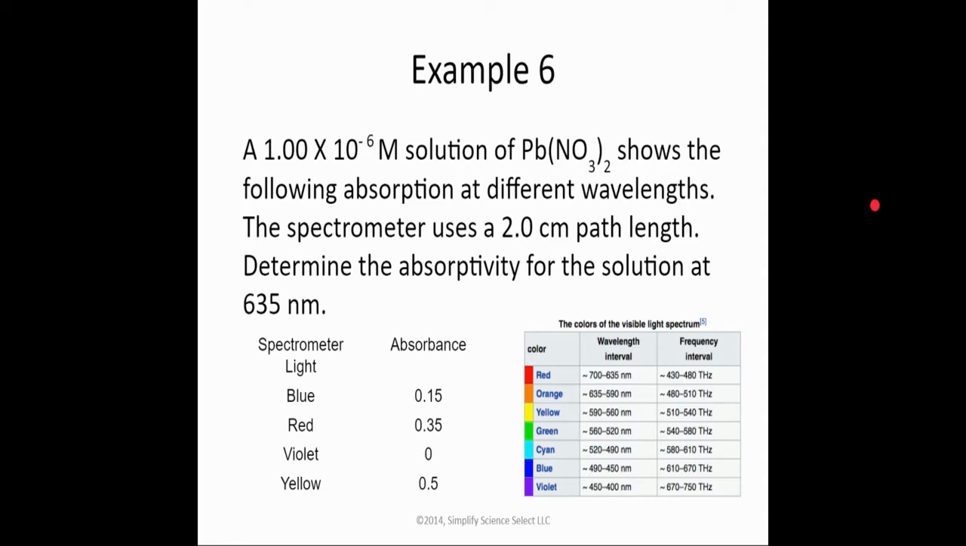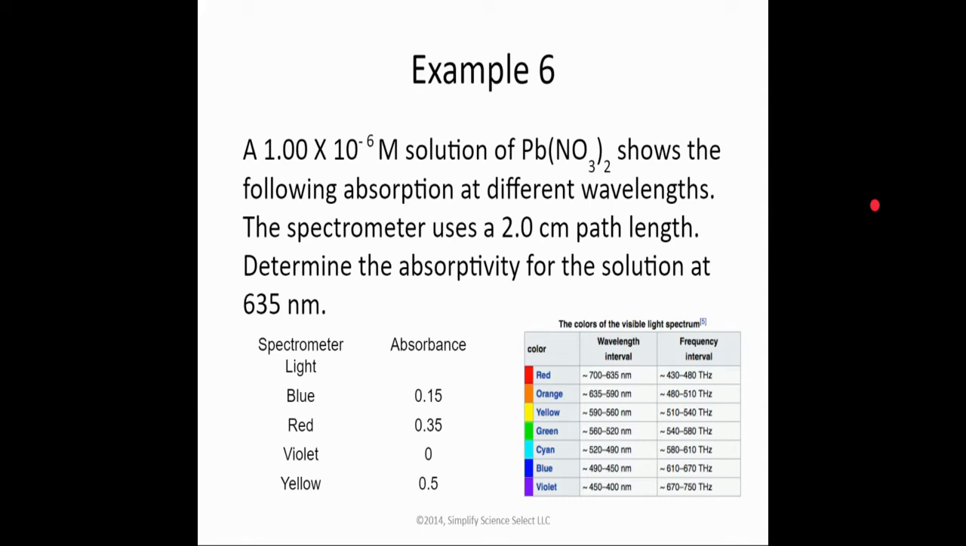Here's a calculation question. Let's say we have a 1.00 times 10 to the negative 6 molar solution of PbNO3, that's lead nitrate, and it shows the following absorption at different wavelengths. The spectrometer uses a 2 centimeter path length. Determine the absorptivity for the solution at 635 nanometers.